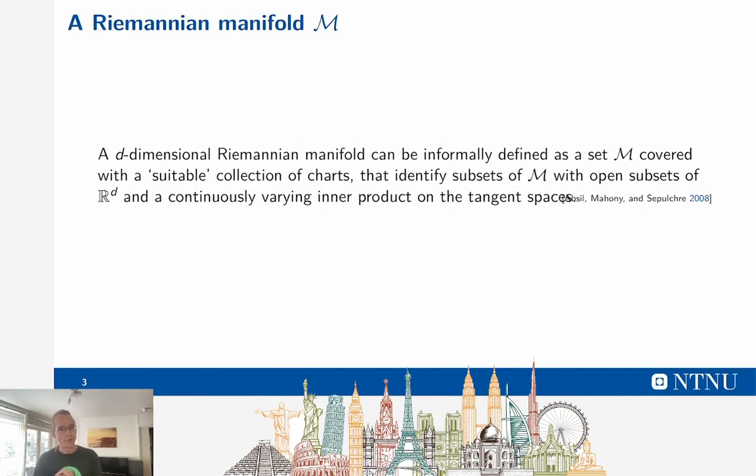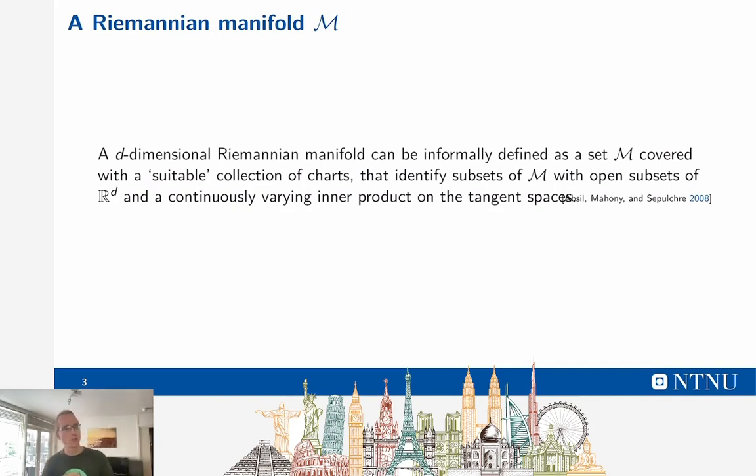So what's a Riemannian manifold M? At first glance, it is a set that is covered with a suitable collection of charts, so that subsets of this manifold are identified with open subsets of R^d. So locally, a manifold looks like a d-dimensional space. For example, if you're on the sphere, it locally looks like R^2, the surface of the Earth, for example.